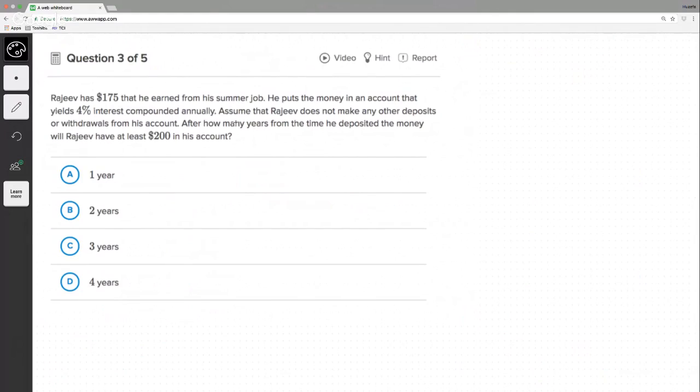Question 3 of 5. Rajiv has $175 that he earned from his summer job. He puts the money in an account that yields 4%. Okay, so we got 175. We're getting 4% interest compounded annually. Assume that Rajiv does not make any other deposits or withdrawals from his account. After how many years from the time he deposited the money will he have at least 200 in his account?